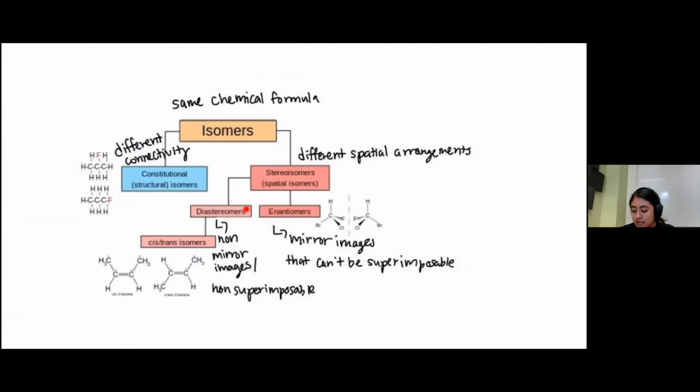And then you have diastereomers, which are also a type of stereoisomer. Diastereomers are non-mirror images and are also not superimposable. For example, this one right here: these two molecules are not mirror images and you can't superimpose them on each other either. One that we did not talk about was the cis and trans isomers. We're going to go more in depth on these types of diastereomers.